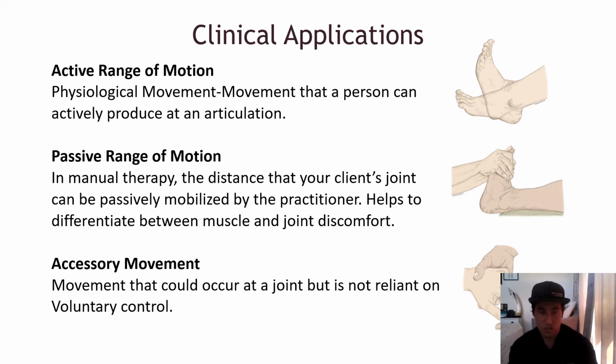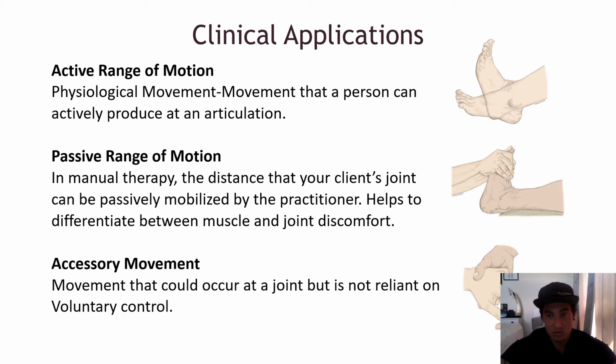So some clinical applications, you will actually know more about this than me in terms of feel as a massage therapist. But active range of motion is physiological movement that a person can actively produce at an articulation. So that's getting your clients to go into full extension themselves, compared to passive range of motion, which is manual positioning of a person. And then accessory movement is the amount of movement that can occur at a joint, but is not reliant on voluntary control. So somebody else pushing and pulling at the knee joint when it's flexed to see how much accessory movement is there. It's often used to test how much is normal movement and how much is excess.